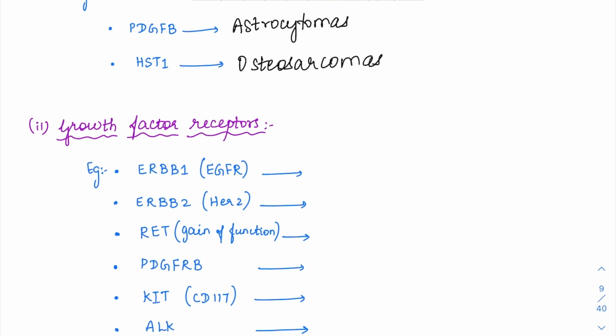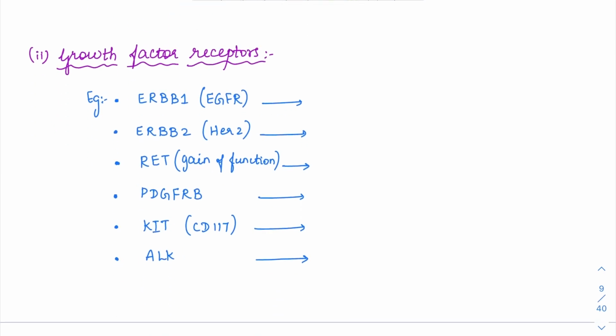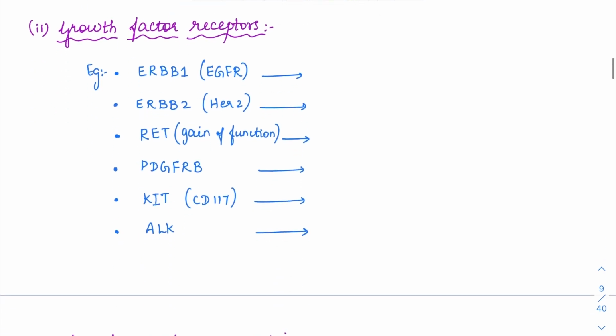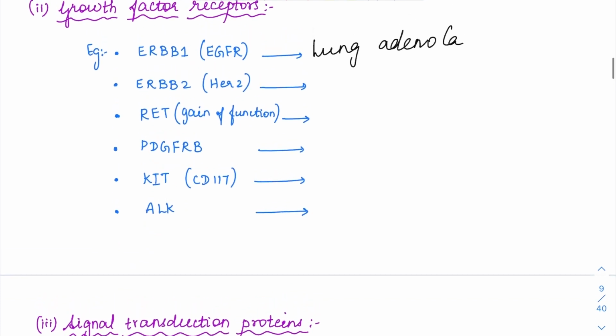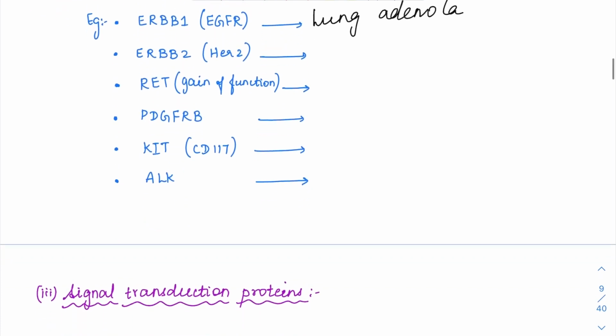Then we'll see the second class of oncogenes, which is growth factor receptors. So ERB1 is nothing but EGFR. EGFR mutations you usually see in lung adenocarcinomas. In fact, we have targeted therapy for this EGFR. So we can give erlotinib, gefitinib when the EGFR mutation is being detected. Okay. So EGFR is mutated in lung adenocarcinomas. Then ERB2 is going to be HER2. So HER2 amplification, we see it in breast cancers.